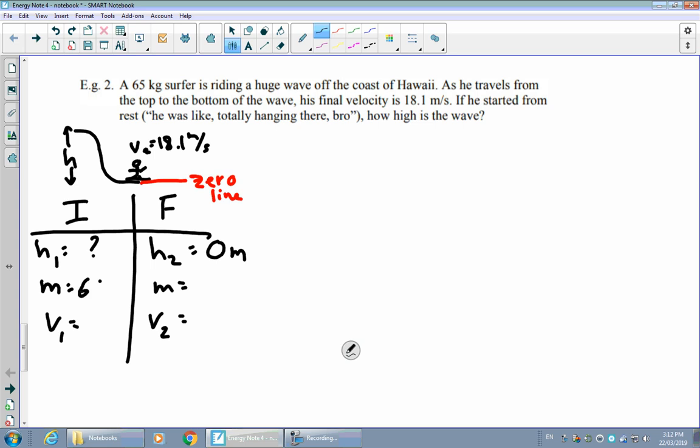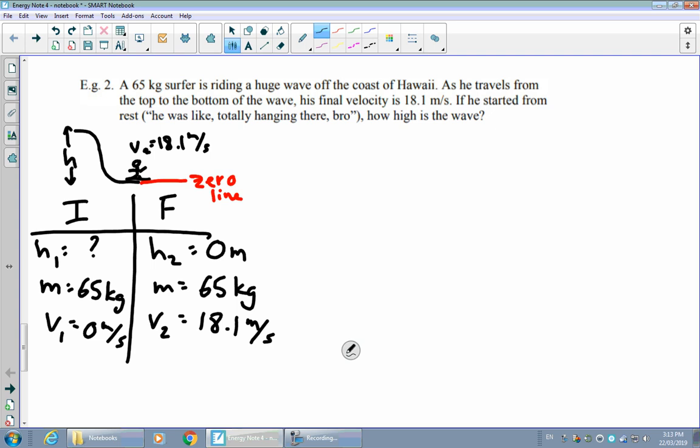The mass at the start is 65 kilograms, and we're going to assume that this surfer did not go through some kind of weight loss program as they were traveling down the wave, and so when they get to the bottom of the wave, they're still going to be 65 kilograms, and that's part of why we don't bother even putting m1 or m2, we just call it m for mass. And in this case, we actually know it. The initial velocity is not directly stated, but it does say that he started from rest, because he was like totally hanging there, bro. So that tells us that we have 0 meters per second as our initial velocity. Our final velocity then must be the 18.1 meters per second that is stated directly in the question.